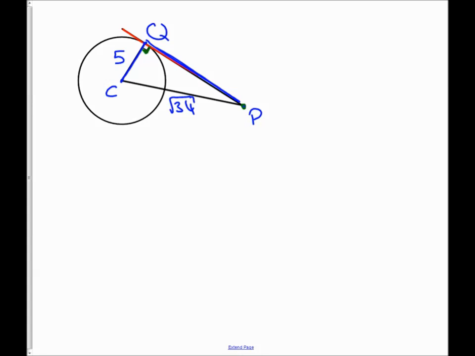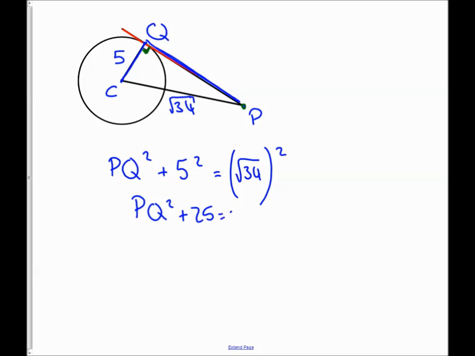And then the key thing here is to spot that it's just Pythagoras, and if you have a picture, that will make it a lot easier. I know I go on about using pictures, but they really do make a difference. I can say PQ squared plus 5 squared equals the square root of 34 squared. So we get PQ squared plus 25 equals 34. So PQ squared equals 34, take away 25 is 9. So the distance from P to Q is going to be plus or minus 3. And because it's a distance, it must be plus 3.